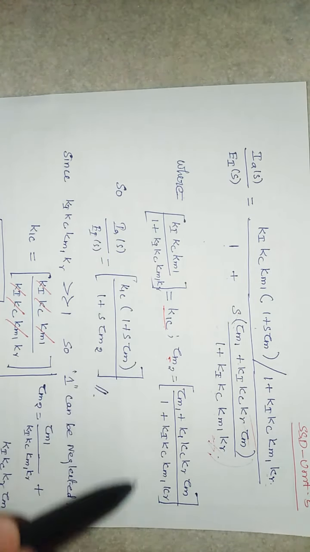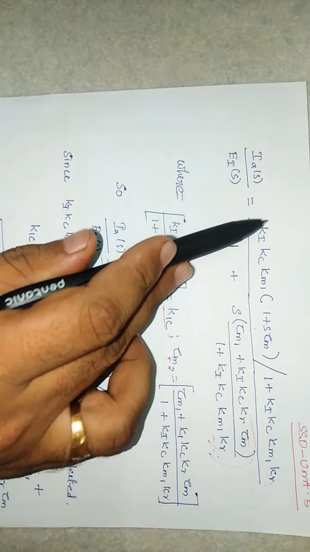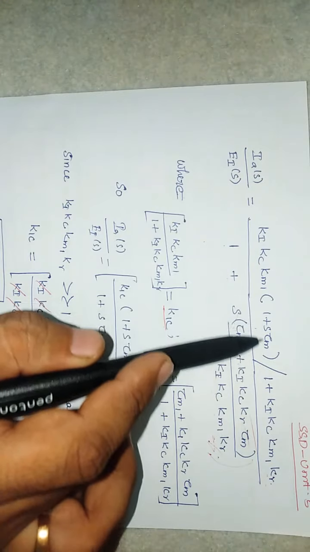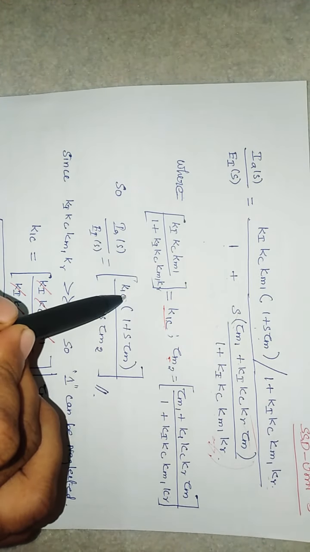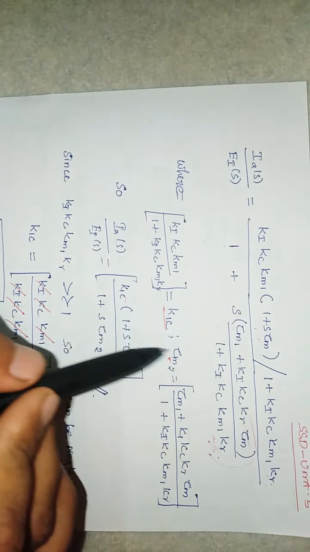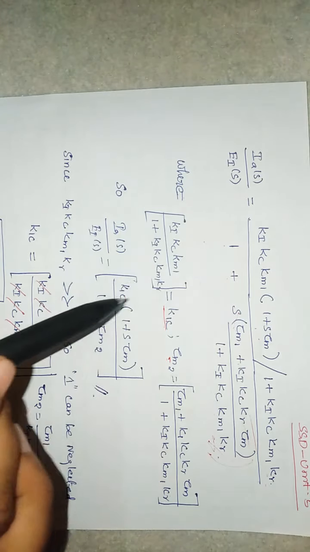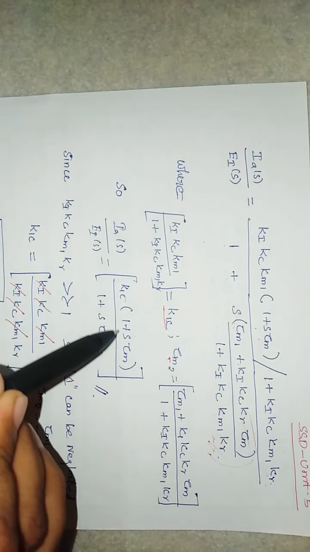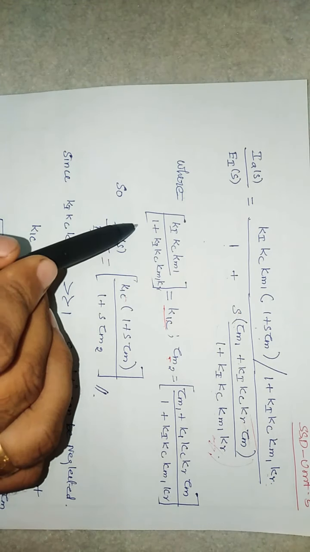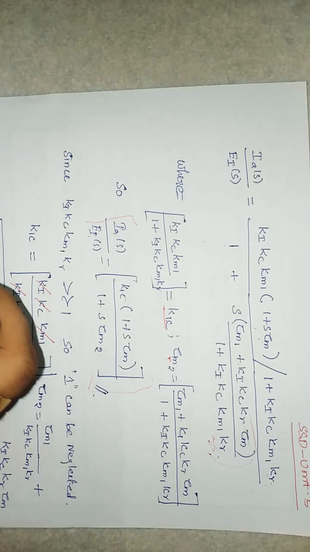After this rearrangement, if you take the above equation, that is this entire term except this 1 plus s tau m, the remaining terms will be named as Kic. So Kic into 1 plus s tau m1 divided by 1 plus s into this entire term, which will be termed as tau m2. That is our new transfer function, that is the output value divided by the input Ei of s.